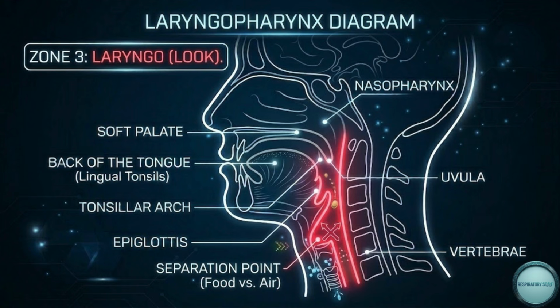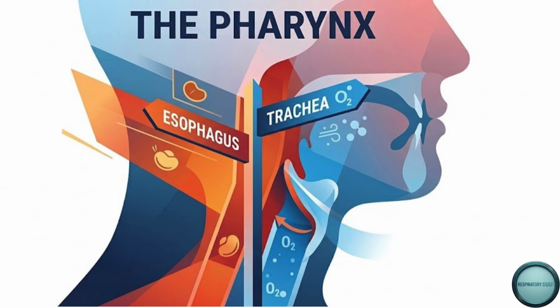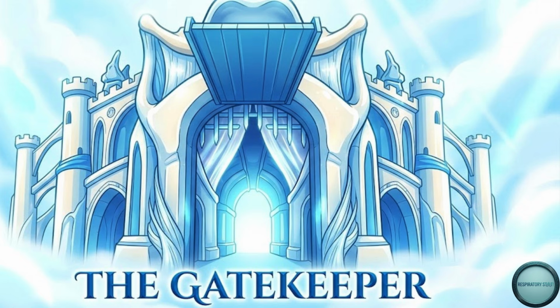Finally, "Look" is for laryngopharynx. This is the critical junction. It's the crossroads. Posteriorly, you have the esophagus for food. Anteriorly, you have the trachea for air. Guarding that airway is the larynx, the gatekeeper.